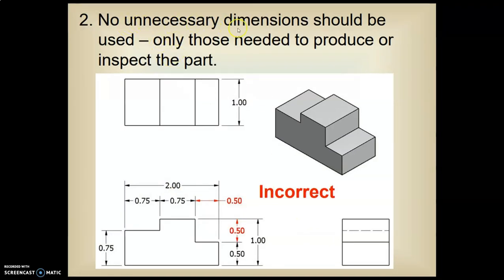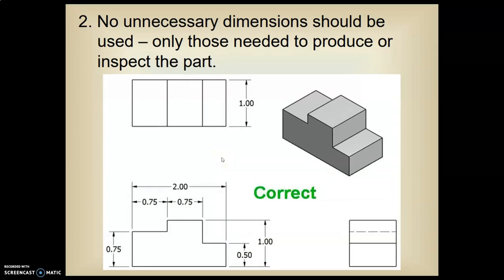No unnecessary dimensions should be used, only those needed to produce and inspect the parts. Again, like I showed before, you would not put 0.75, 0.75, and 0.5 and then an overall dimension. We would leave this dimension out. Same here, we don't put 0.5, 0.5, and then 1. We would leave this one out. So this is how we would do that.